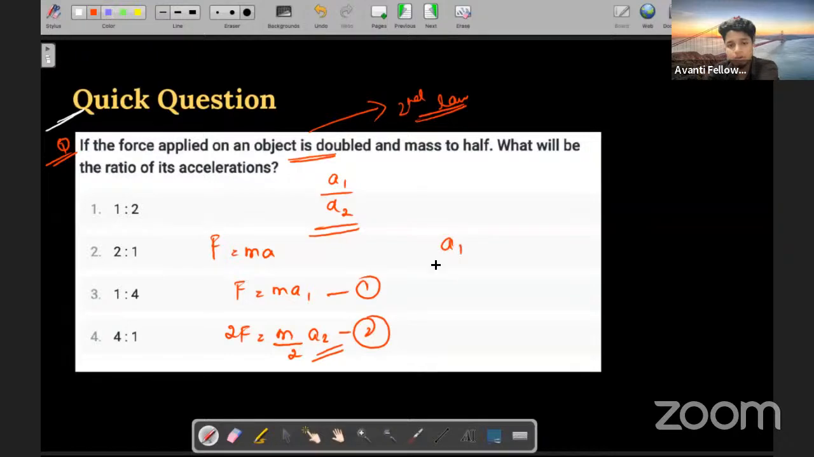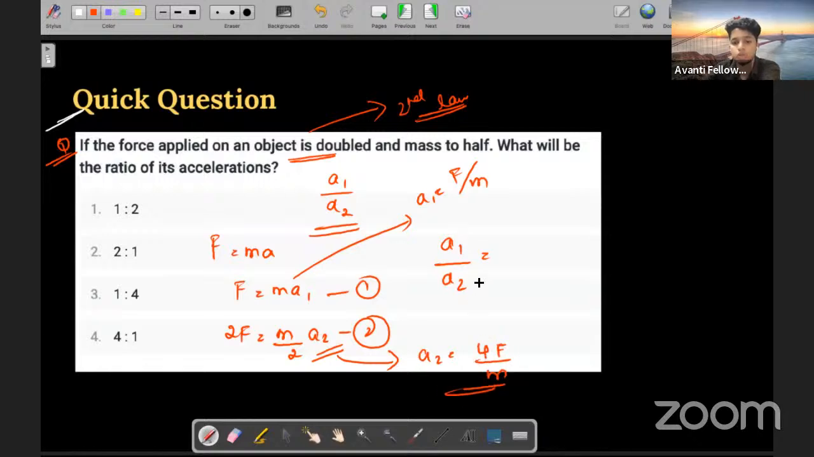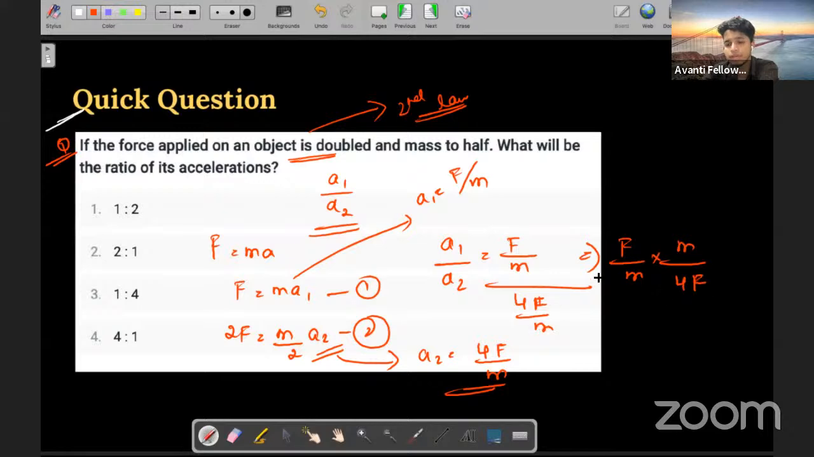Now they wanted a1 by a2. What will be the ratio, students? In the first case, a1 is equal to F by m. In the second case, a2 is equal to 4F by m. Therefore a1 by a2 is F by m divided by 4F by m. Can I write this as F by m into m by 4F? So m cancels, F cancels, and a1 by a2 is 1 by 4. So the ratio is 1 is to 4, students.